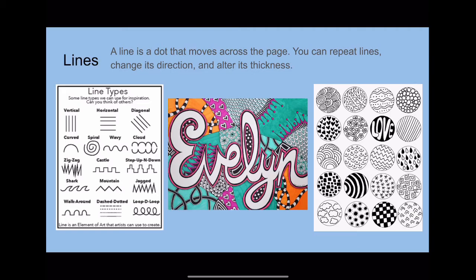A line is a dot that moves across the page. Ways that you can change up your lines when designing your name tag is maybe you're going to repeat the lines or change the direction. Maybe you're going to alter the thickness of the lines. Consider Zentangles. Look at the different kinds of lines on those charts and repeat them in many different ways.